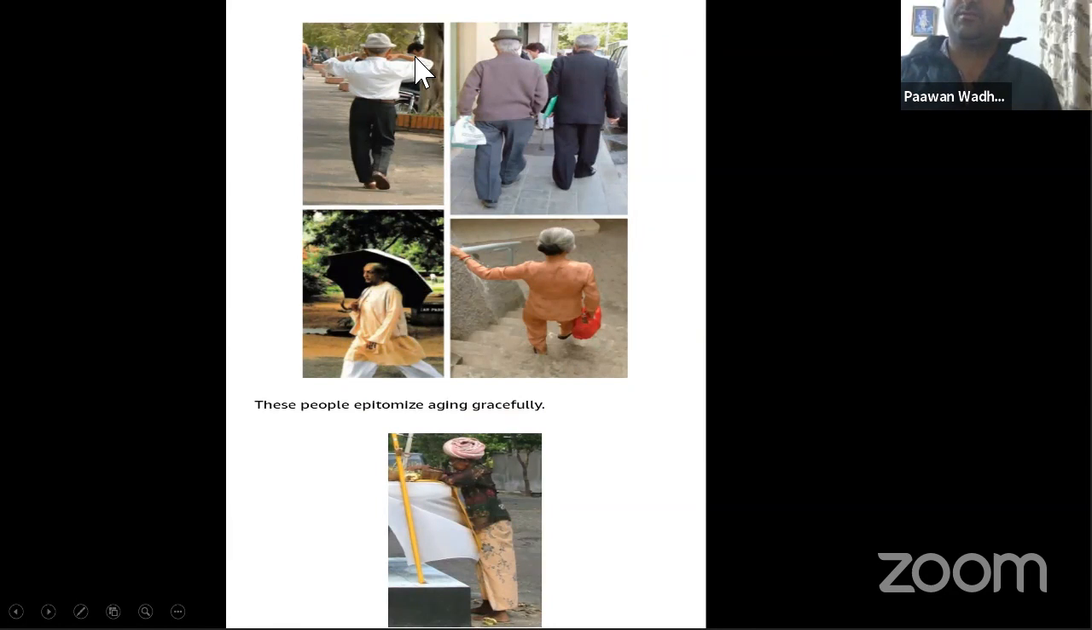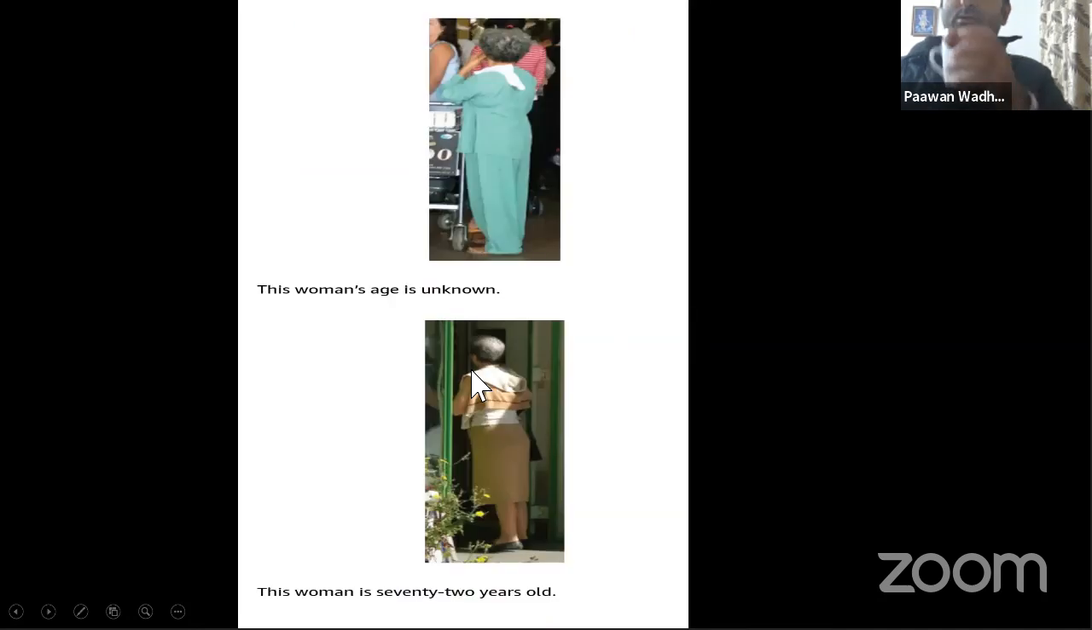Such a nice posture, so proper. This old lady, look at this, maybe a 90-year-old lady. My God. So this woman's age is unknown. This woman is 72 years old, so smart. I mean, you can say so sexy.